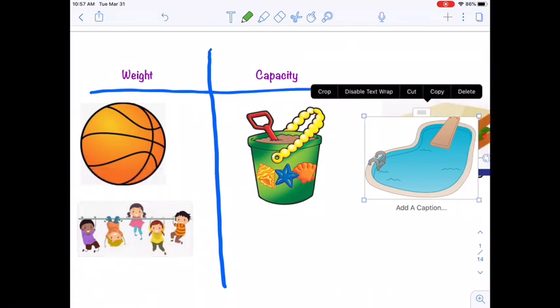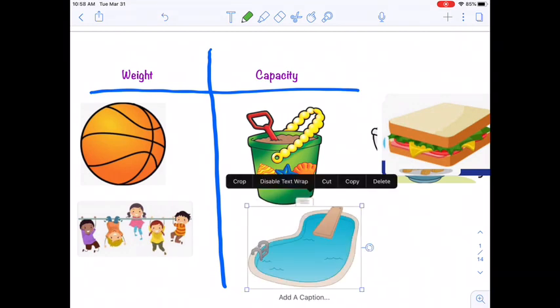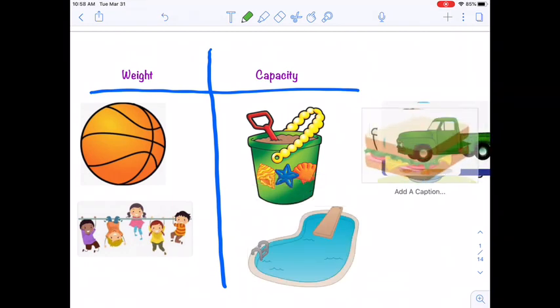If I was talking about an appropriate measurement for our swimming pool, would I be talking about how much a swimming pool weighs or how much it holds? How much I can fill it up with? Well, typically when I'm talking about a swimming pool, I want to know how much water it holds. And when I'm talking about how much something holds or how much it would take to fill it up, I would be talking about capacity.